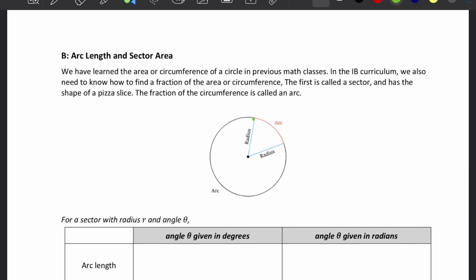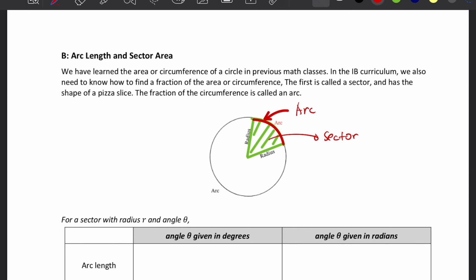I already told you the sector is the part of a circle that has the shape of a pizza slice. This is the sector, the green part. With the sector, we always get a piece called an arc. So the arc is this part here. This is an arc.